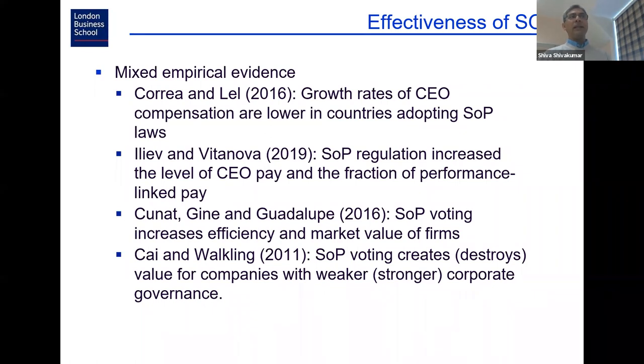There's another paper by Iliev and Vitanova where they looked at, again, what happened to the compensation levels after the SOP adoption. And surprisingly, they find that the cash-based performance, the level of the CEO pay, actually increased to compensate the CEO for the greater risk associated with these shareholder votes. And they find that the fraction of the performance-linked pay also increased after the SOP.